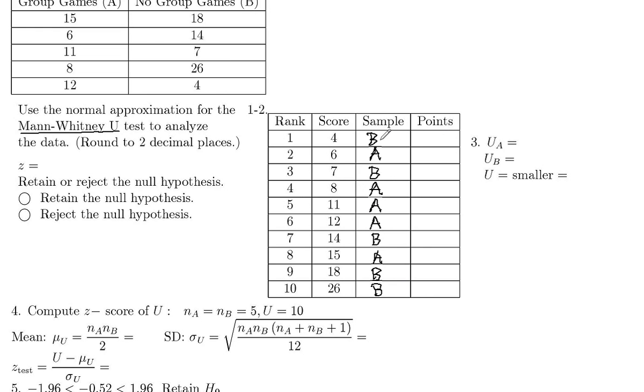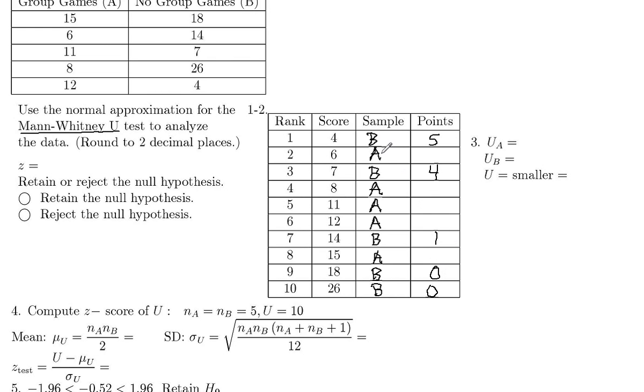So we look at this 4, which is a B score, and it's ranked above 1, 2, 3, 4, 5 A scores, so it gets 5 points. Go down to the next B, it's ranked above 1, 2, 3, 4 A scores, so it gets 4 points. Go down to the next B, it's only ranked above 1 A score, so it gets 1 point. And these 2 Bs, they're not ranked above anything in terms of A's, so they get 0 points each.